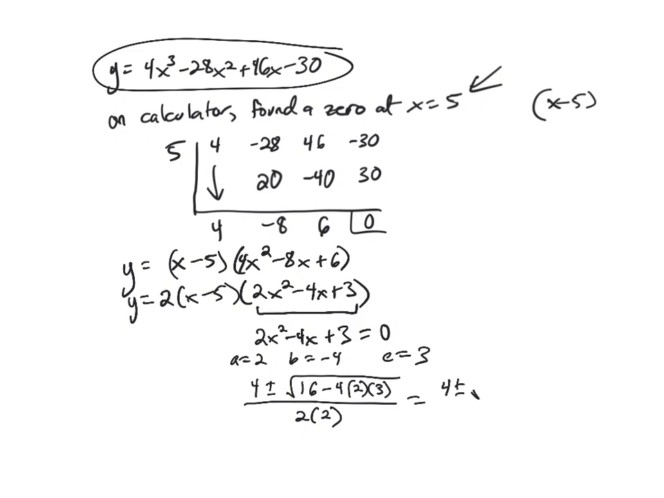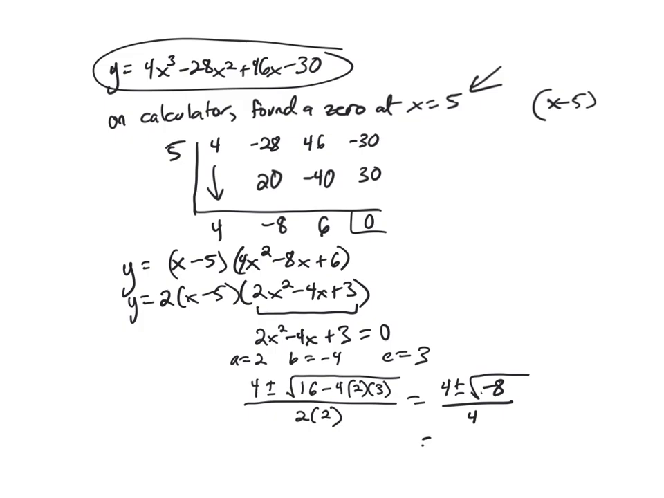What that helps me recognize is that I now have 16 minus 24 underneath the square root, which is actually going to turn into a negative 8. So I'm just going to make that a negative 8 right now, and over 4.